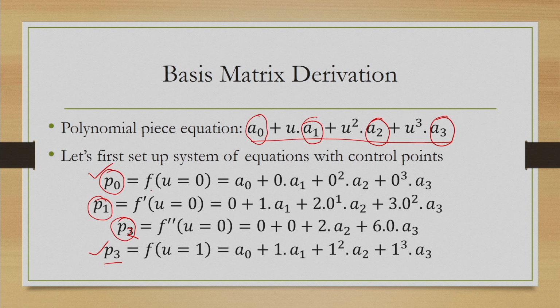P0 is the function value at u equal to 0, which we can obtain by replacing u with 0. So, we will get A0, 0 times A1, 0 square A2, 0 cube A3, just replace u with 0. Similarly, for P3 we have the function value at u equal to 1. So, in this case we replace u with 1 and we get an equation something like this.